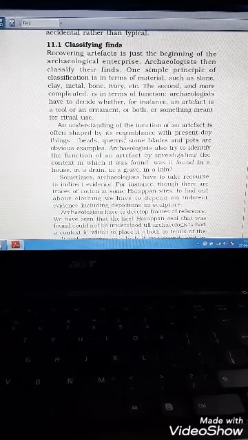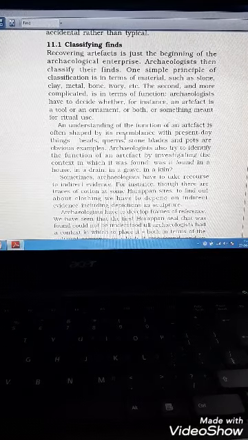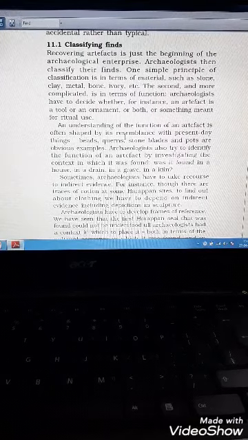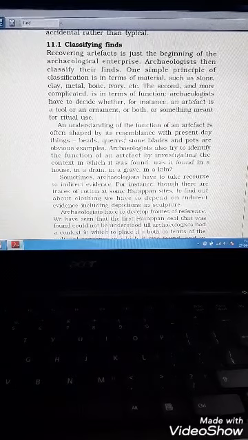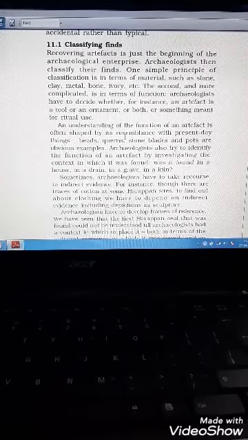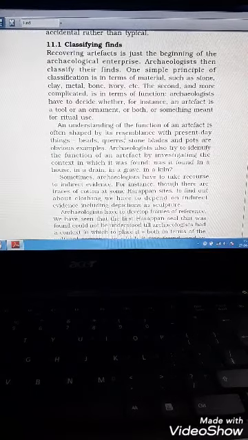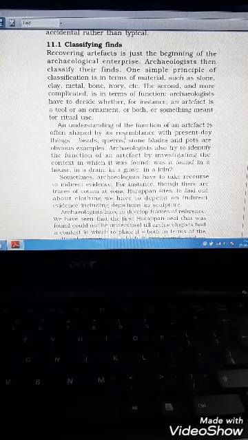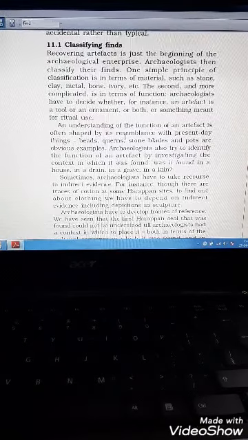Now archaeologists also try to identify the function of an artifact by investigating the context in which it was found. Identifying the function means looking at where the thing was found, and on the basis of that they started to identify it. Suppose a material was found in a house, then they would think that this particular material was used for household activity or for a domestic purpose.